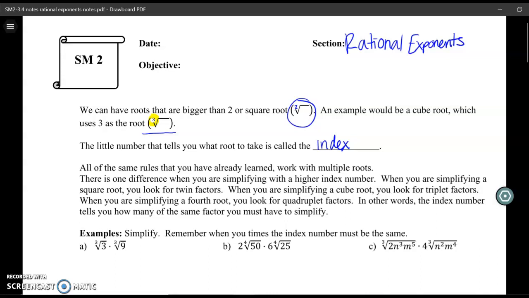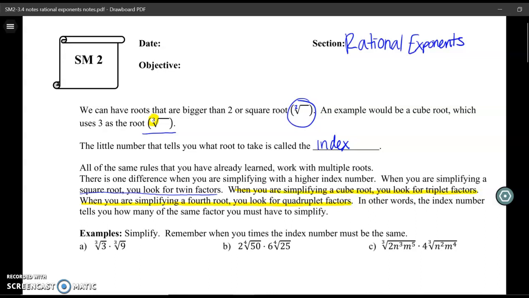So if you are multiplying radicals that are the 4th root or the 5th root, you can do it the same way that you did before. You do get some differences when you start simplifying roots of a bigger order or roots that are bigger than 2. So remember that when we were simplifying square roots, we were looking for twin factors. When we're simplifying cube roots, we're looking for triplet factors. When you're simplifying the 4th root, you're looking for quadruplet factors. Basically, the root tells you what size of group you're looking for when you're simplifying.